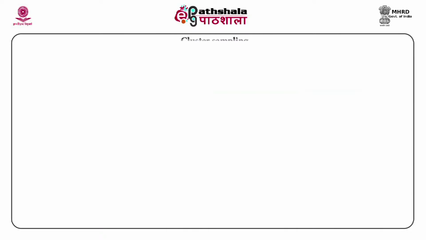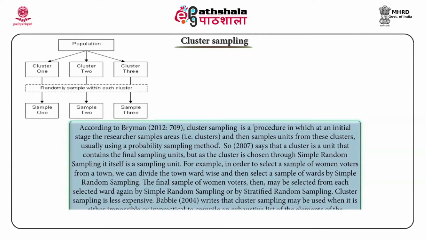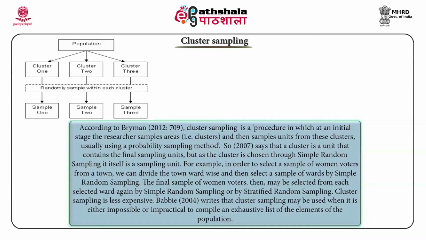Another type of sampling is cluster sampling. According to Alan Bryman, cluster sampling is a procedure in which at an initial stage the researcher samples areas, that is clusters, and then samples units from these clusters, usually using a probability sampling method. For example, in order to select a sample of women voters from a town, we can divide the town ward-wise and then select a sample of wards by simple random sampling. The final sample of women voters then may be selected from each selected ward, again by simple random sampling or by stratified random sampling. Cluster sampling is less expensive.